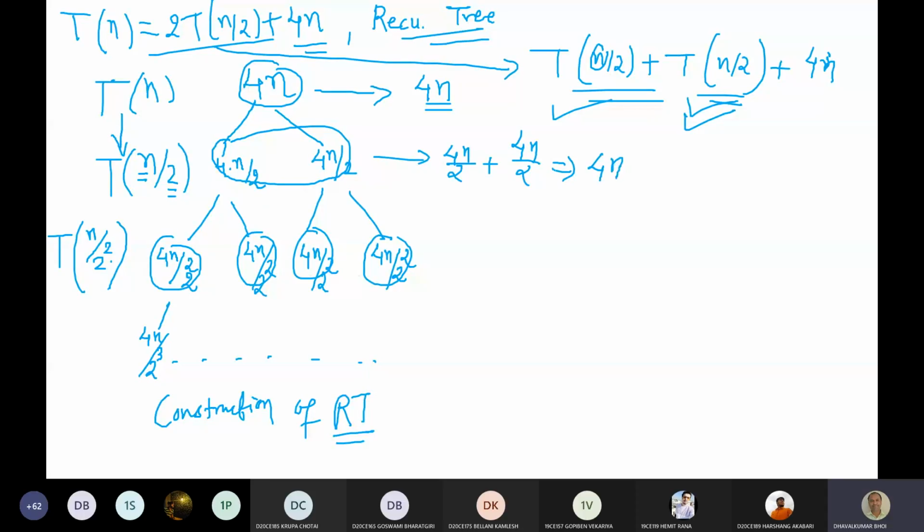Anybody having any doubt, please ask me. If I add all these four terms, first, second, third and fourth, can anyone tell me what I will get here? 4n divided by 2 square plus 4n divided by 2 square plus and so on. Sir, 4n. Yes, again it will be 4n.